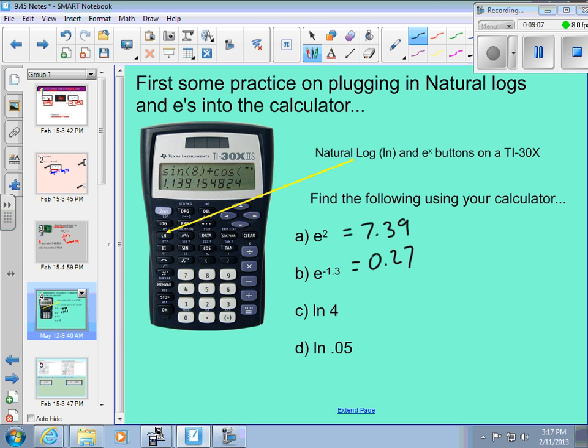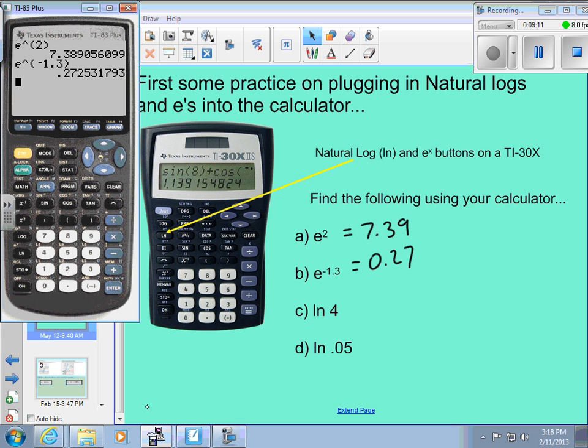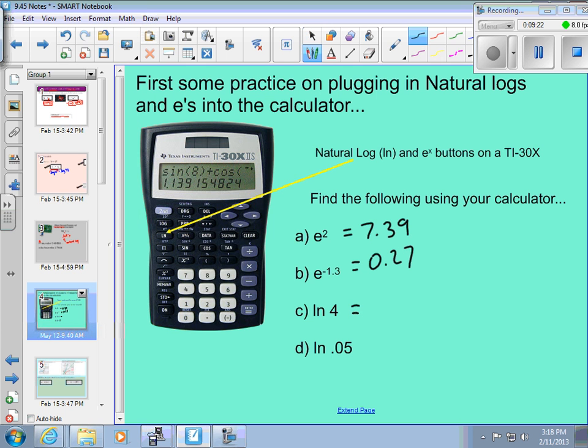ln, now we can do ln too. ln, or natural log, is that button that the exponential is behind. So we can type in ln. The natural log of 4 is going to be about 1.38. So these ln ones you are able to find. You can try this ln 0.05 if you want. So ln and e, they're related to each other. They're inverses of each other. That's why they put them next to each other on the calculator.